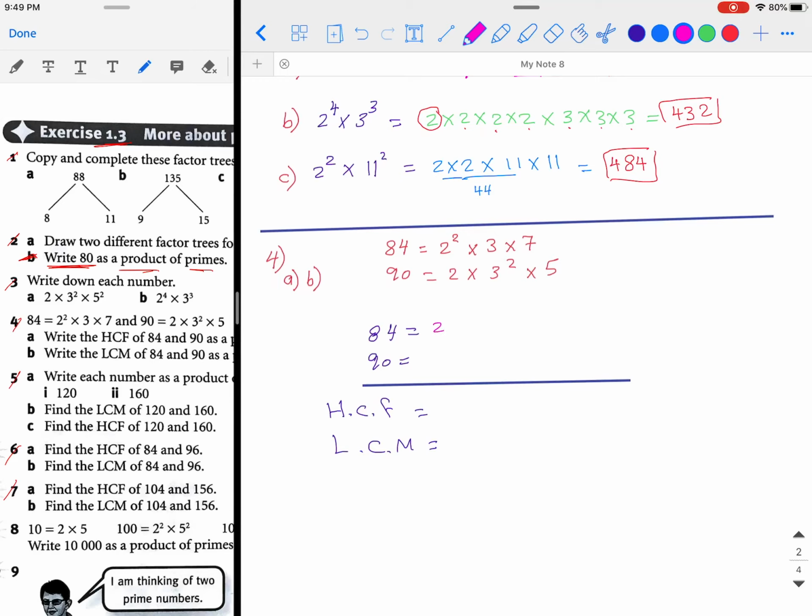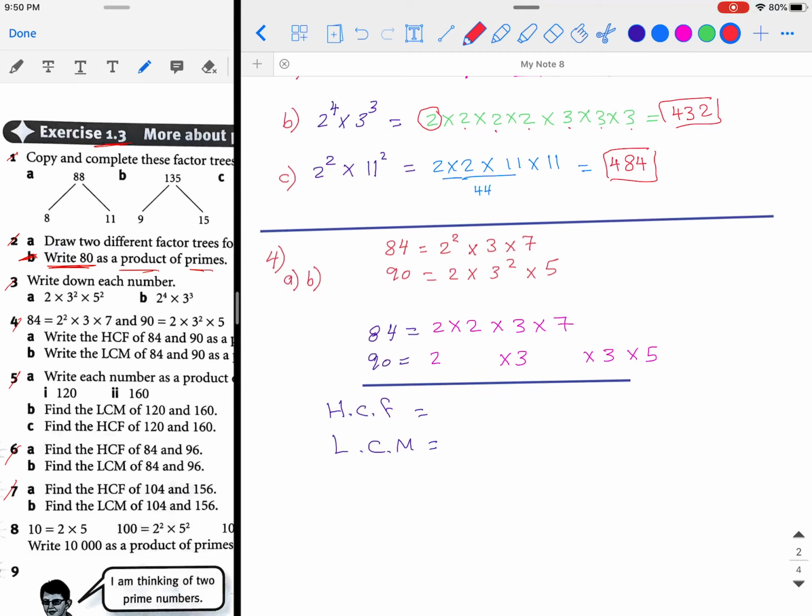Okay, for question number 4, he said write the HCF and LCM for each of these two numbers. The first number is 2 power 2, means 2 multiplied by 2, right? After that multiply by 3, after that multiply by 7. The next number is 2 and 2 3's, I will put one under this 3 and the other one I will leave outside here, so multiply by 3, and I have also 5, I will leave it outside.